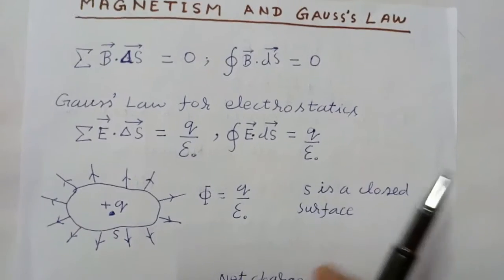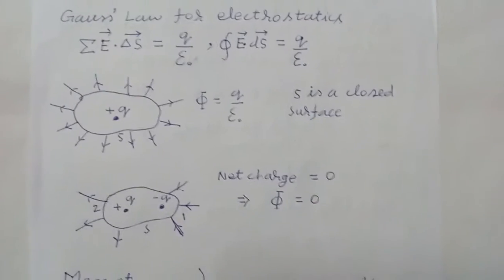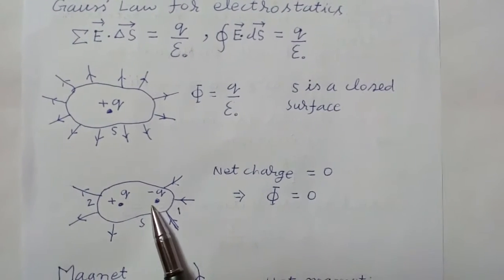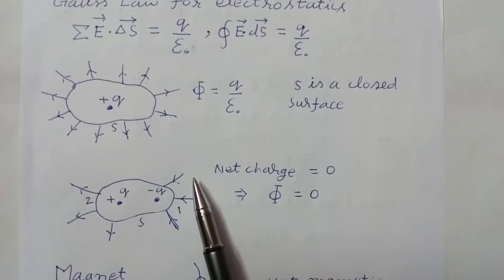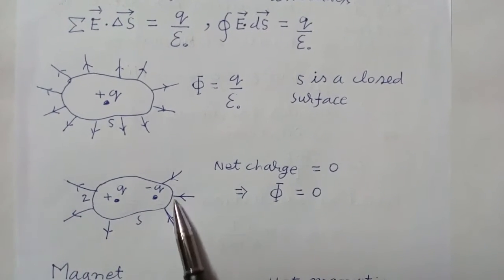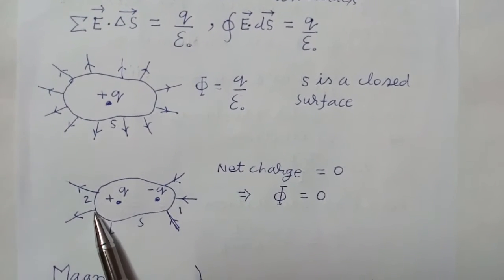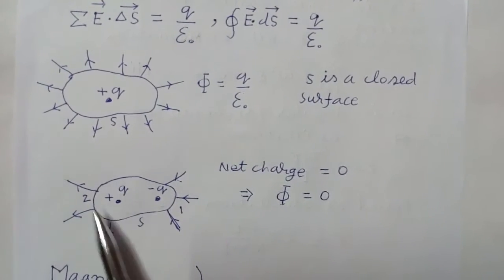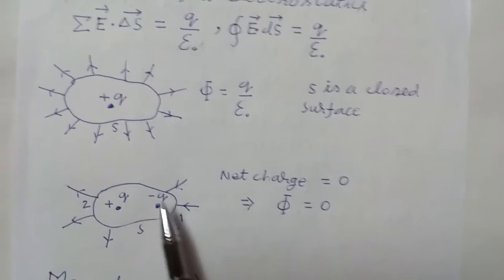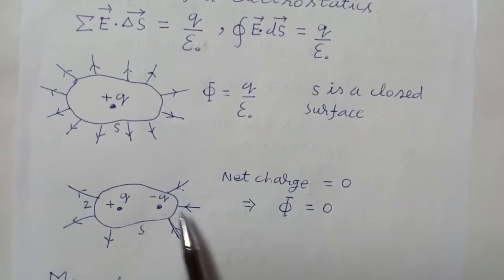Now why Gauss law for magnetism? Here we get term 0. See here, suppose this closed surface encloses charge plus Q and minus Q. So field lines are going in at this end of surface, and field lines are coming out. So net flux here is 0. So phi is equal to 0. So for this summation E dot delta S will be equal to 0.